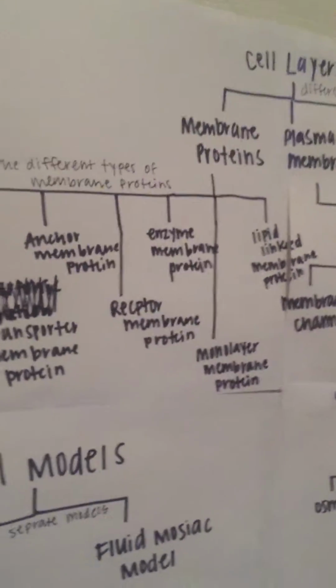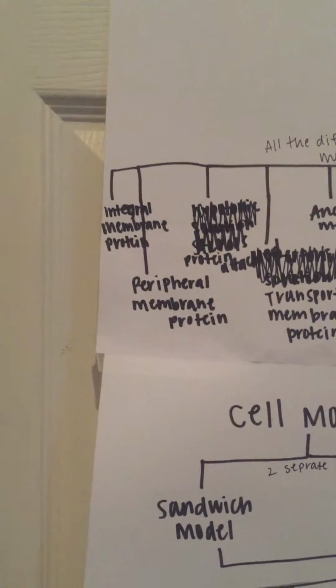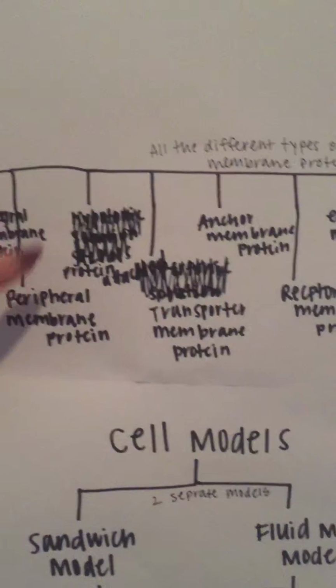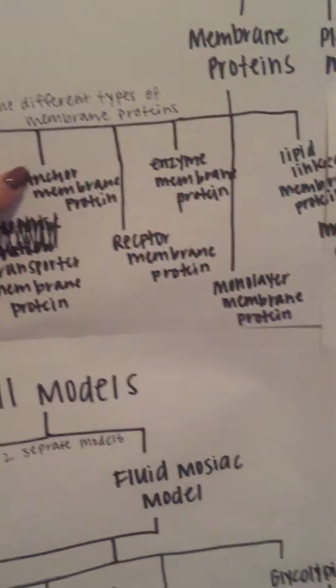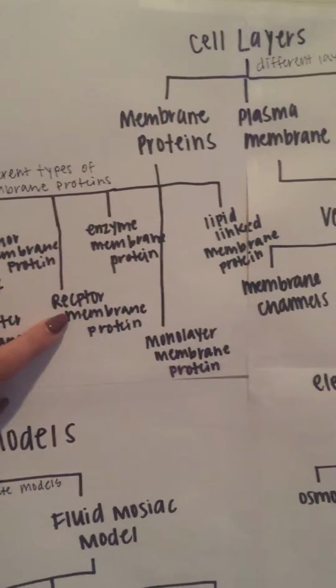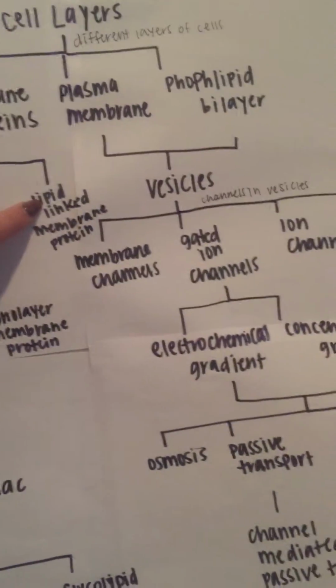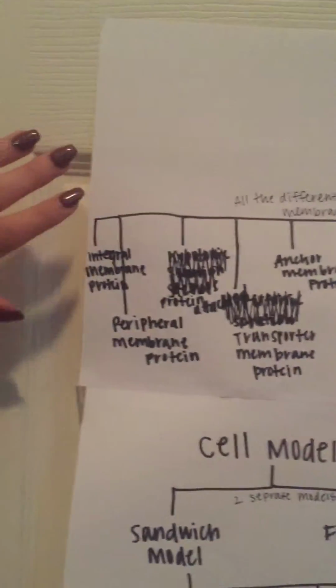And then from the membrane proteins, I have listed all the membrane proteins, which would be integral membrane proteins, peripheral membrane proteins, proteins attached, transporter membrane proteins, anchor membrane proteins, receptor membrane proteins, enzyme membrane proteins, monolayer, lipid linked, and those are all the different types of membrane proteins in this particular lab.